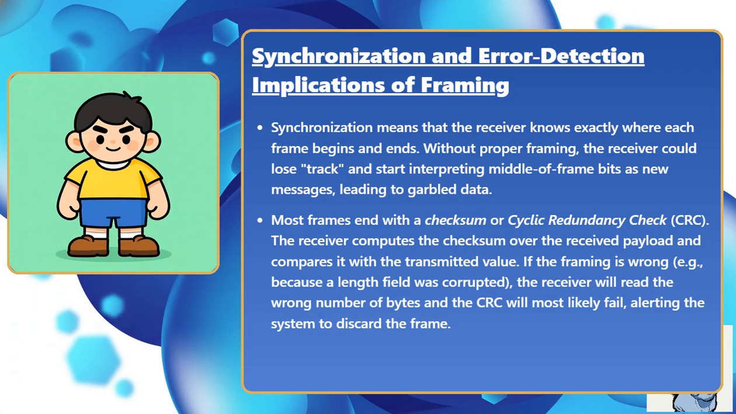The receiver computes the checksum over the received payload and compares it with the transmitted value. If the framing is wrong, for example because a length field was corrupted, the receiver will read the wrong number of bytes and the CRC will most likely fail, alerting the system to discard the frame.